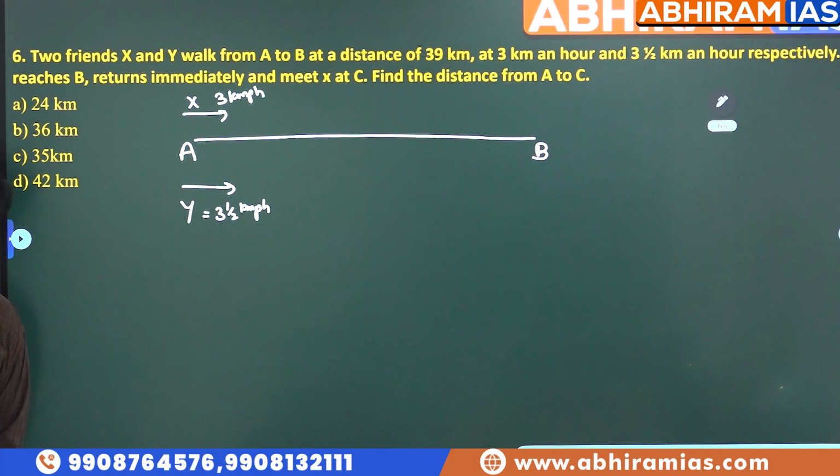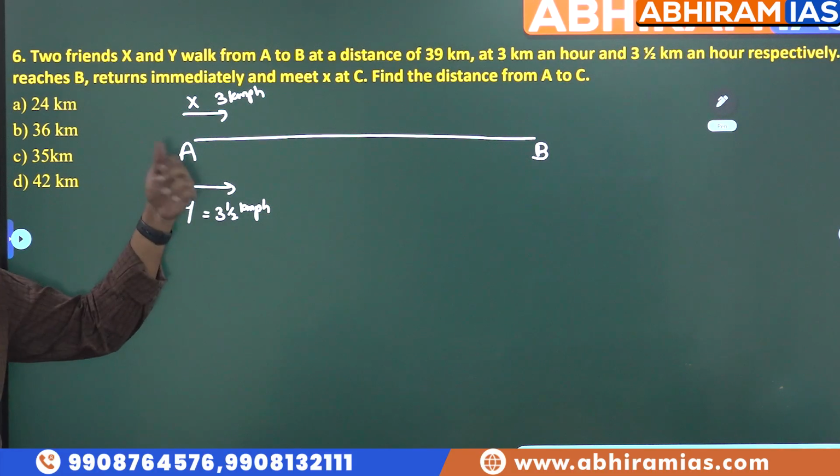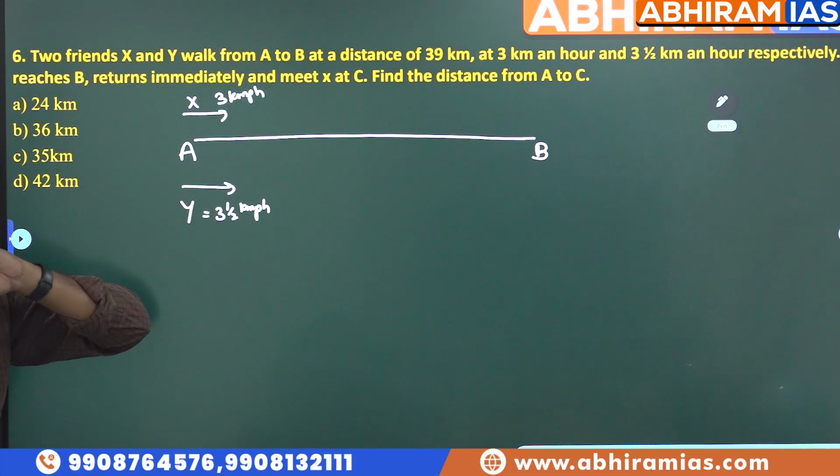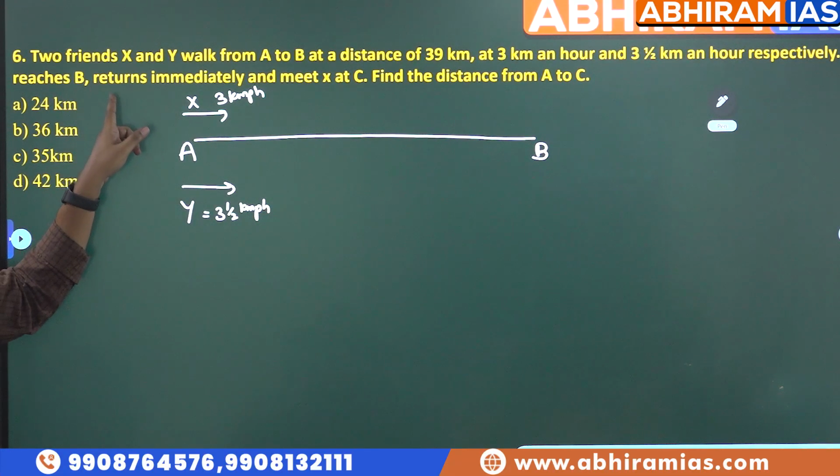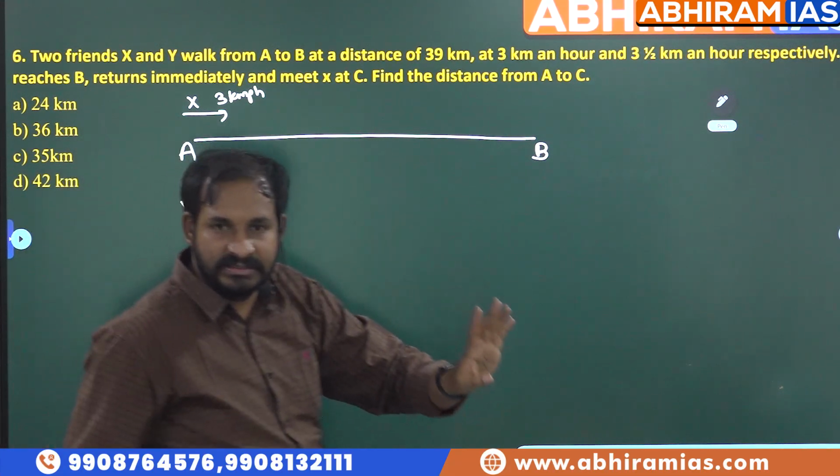Okay. With common sense, tell me who will reach the destination, or who will reach B first? Y. Generally we can say it, because Y's speed is higher, so obviously Y will reach B first. Okay. Now read the question. Y reaches B. Yes, obviously Y reached B.